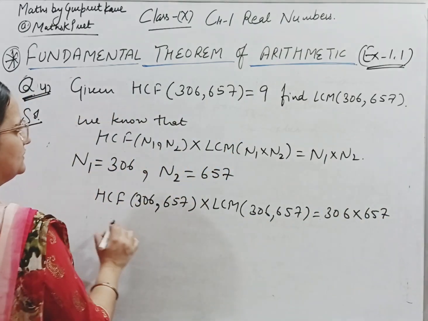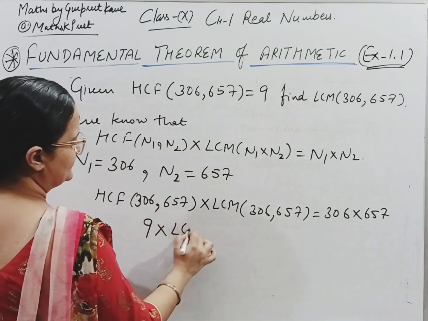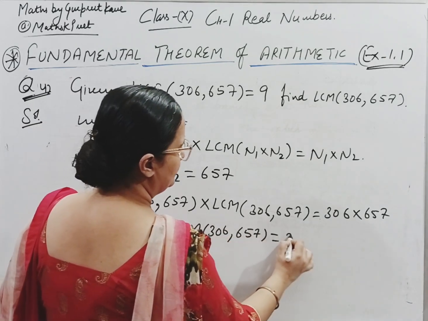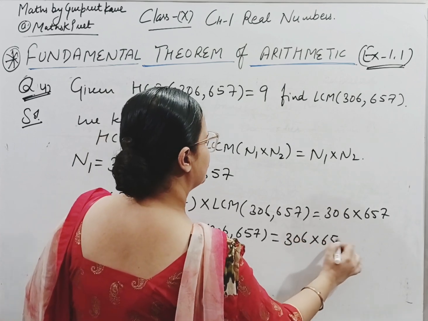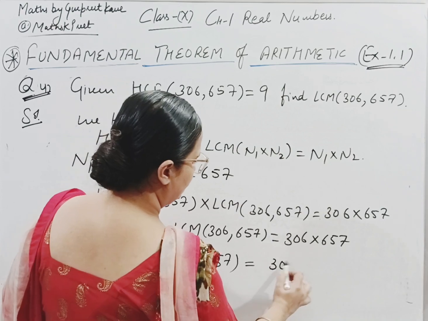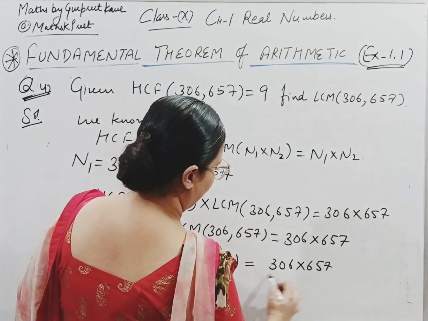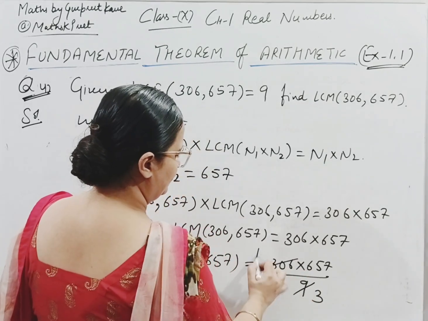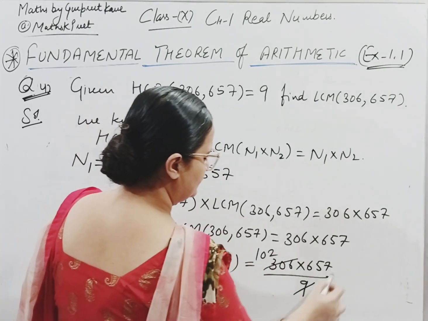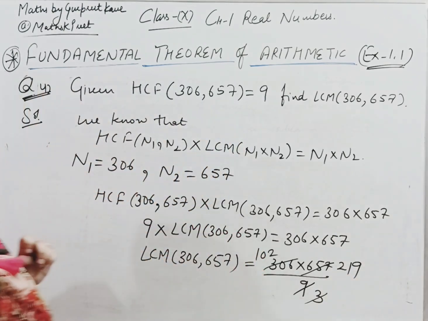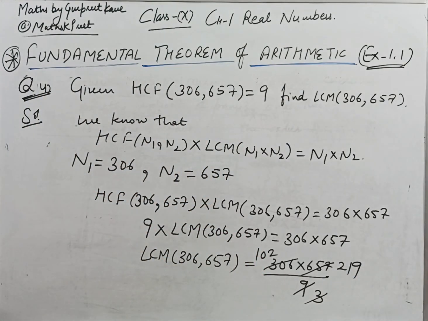So HCF is given to us, that is 9. Put the value here. LCM we have to calculate, so keep it as such. This will be equal to 306 into 657. Keep it on the left hand side. Take this 9 in the denominator. So I'm cancelling this by 3. Again 3 2s are 6, 3 1s are 3, 3 9s are 27. So in the numerator I'm just getting 102 into 219.